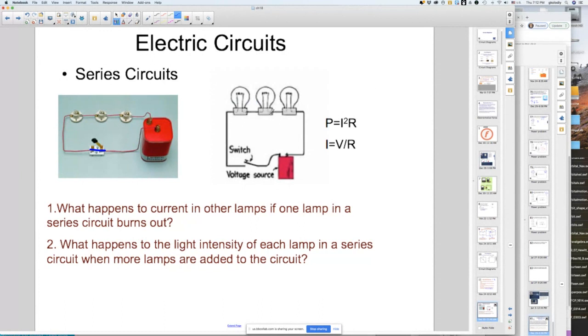The power spent in each light bulb depends on the resistance of the light bulb. It's that current that's flowing through all of them, but they may or may not have different resistances. They may have all the same. They may be identical light bulbs, or they may be different light bulbs.